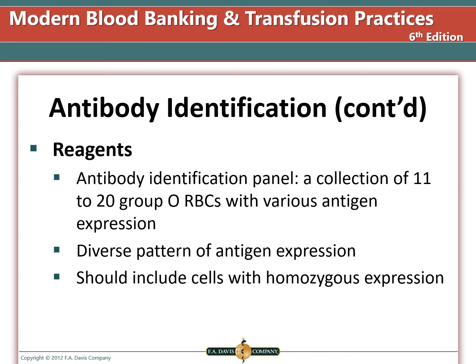The reagents for an antibody panel are 11 vials of group O red blood cells with various antigen expression. There must be a diverse pattern of antigen expression of the cells. Each vial is diluted cells from donors who are paid for their donations. Many cells must have homozygous expression of the antigens. Heterozygous expression is not as valuable, but you will have some antigens that are heterozygous while others are homozygous.